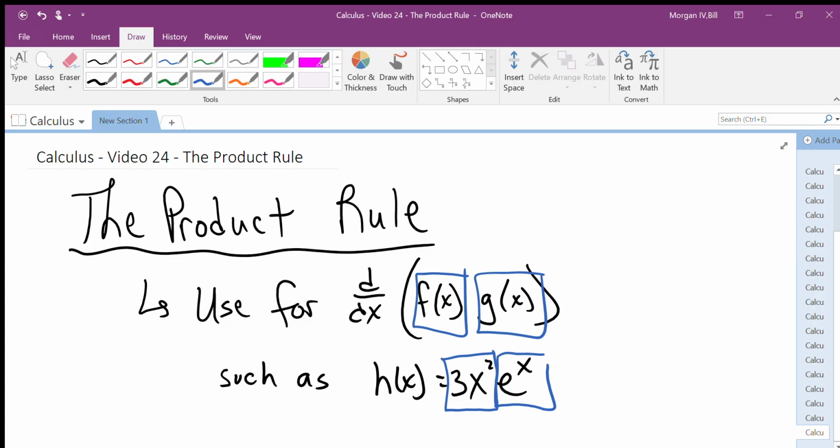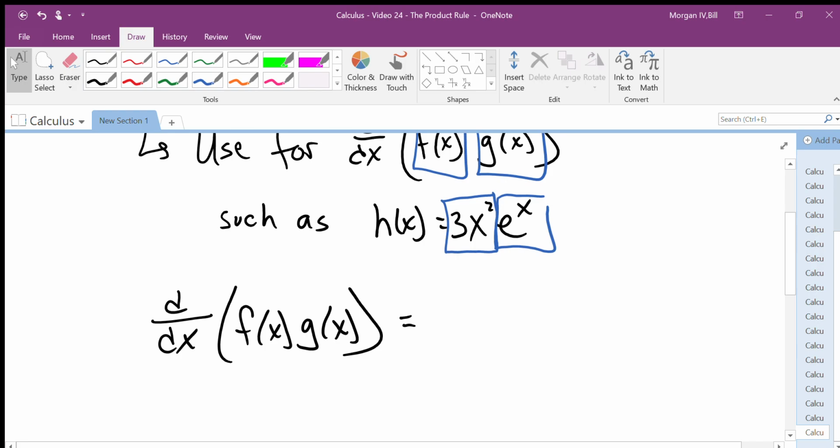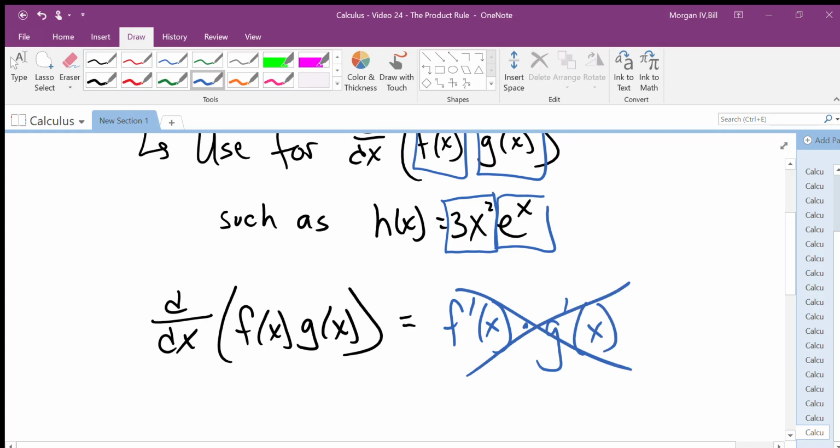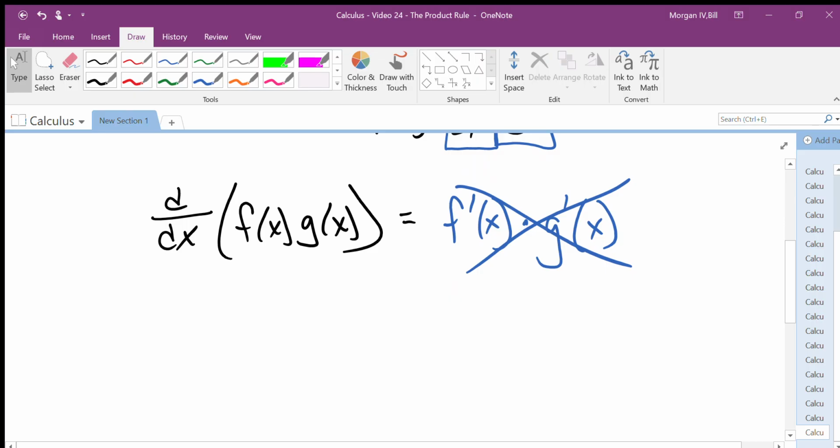So you might be thinking, well, is the derivative of f times g of x just f prime of x times g prime of x? And while that would be awesome, it is not. It doesn't work that way. I can show you that it does not work that way. Let's try, for example, why it is not just f prime of x times g prime of x.